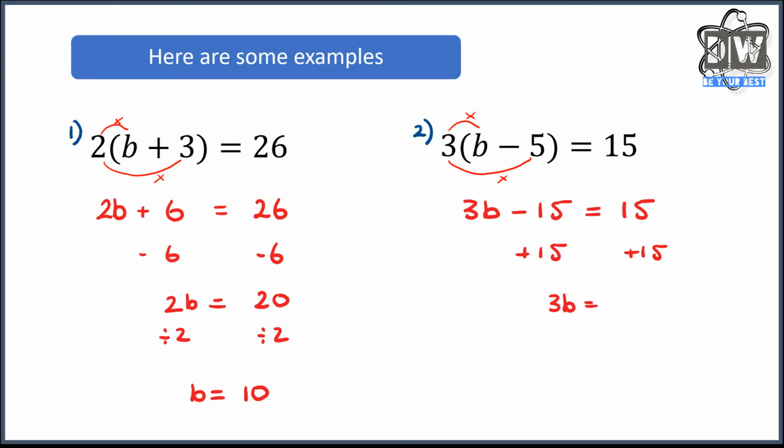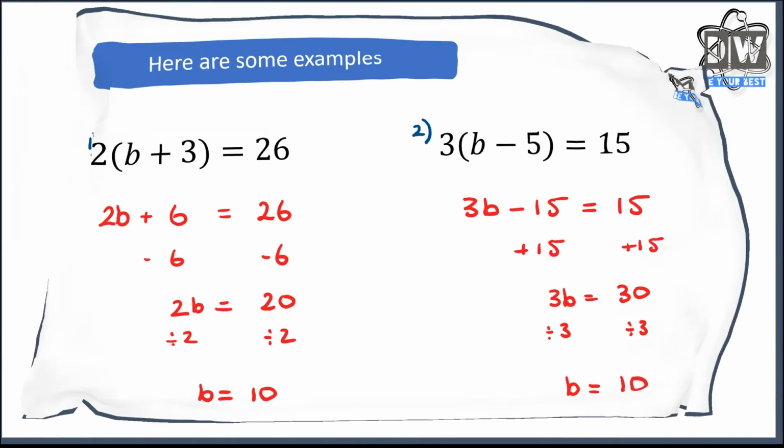Now we've got 3 bananas equaling 30 pounds. As I said, very expensive bananas. We're going to divide both sides by 3 to eliminate that 3b, and we divide the other side by 3 as well, and we end up with b equaling 10 again. So easy, isn't it? So easy.